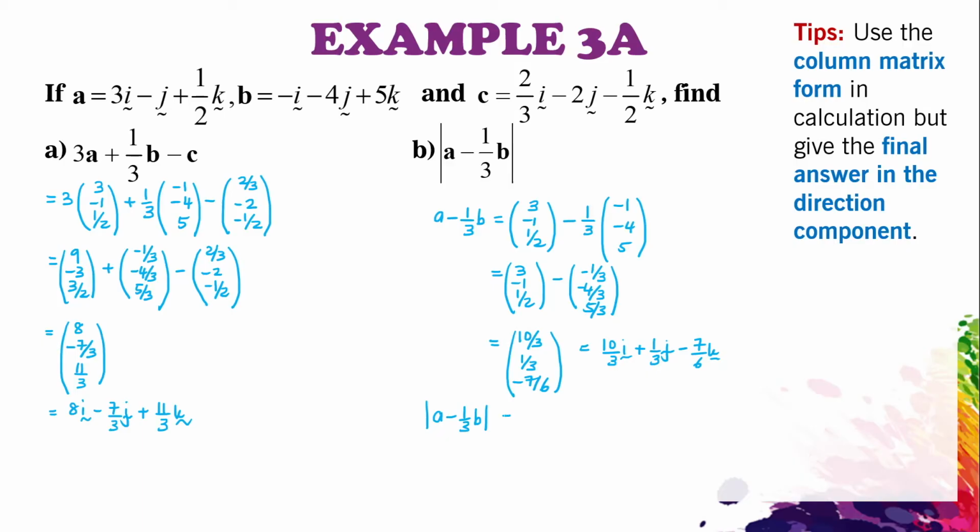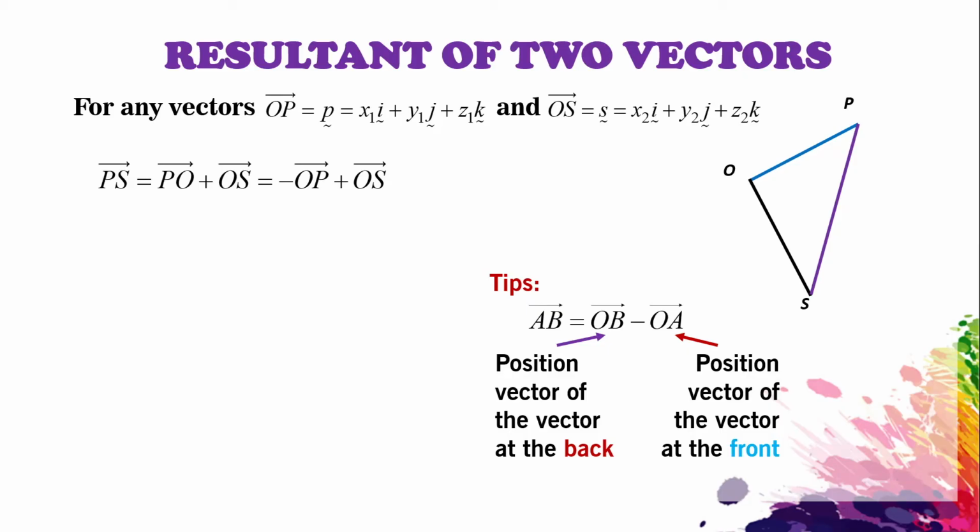Thus, to find the magnitude, we take the square root of each component squared, and then we simplify inside the square root. We're going to have square root of 151 over 12, and then the final one we're going to have square root of 453 over 6.